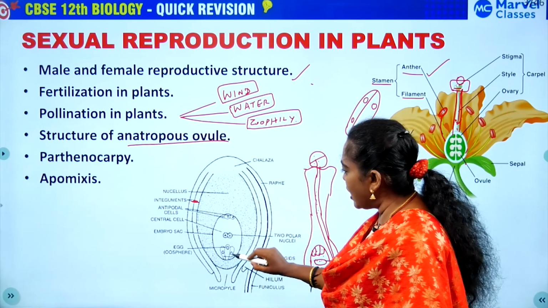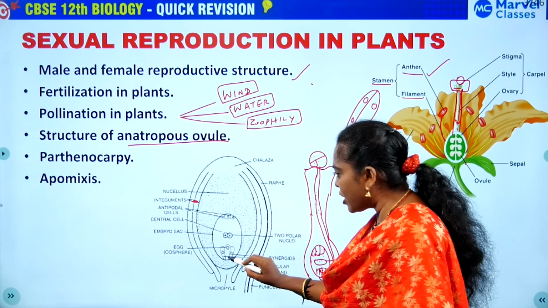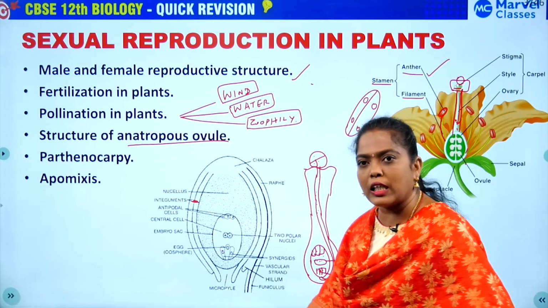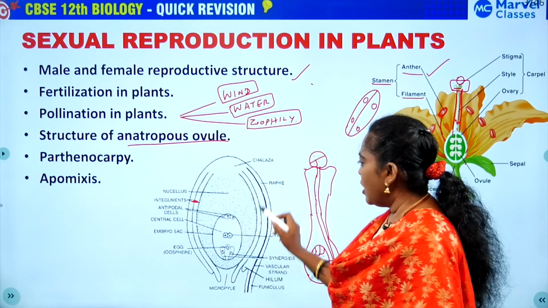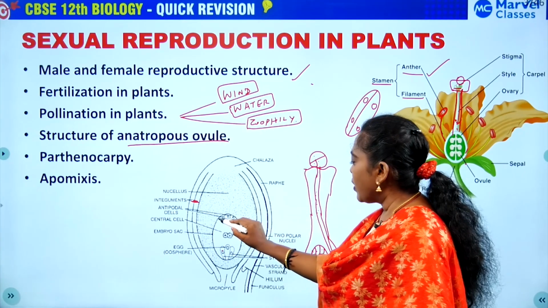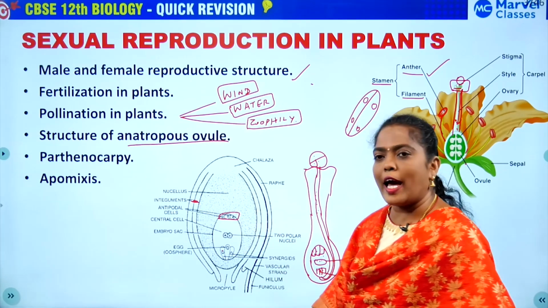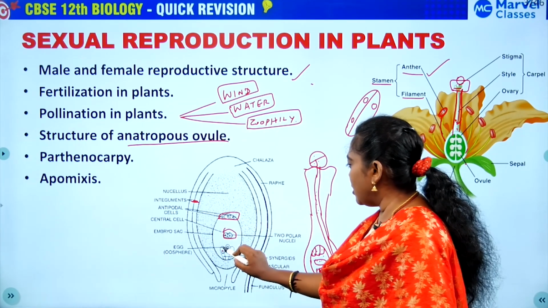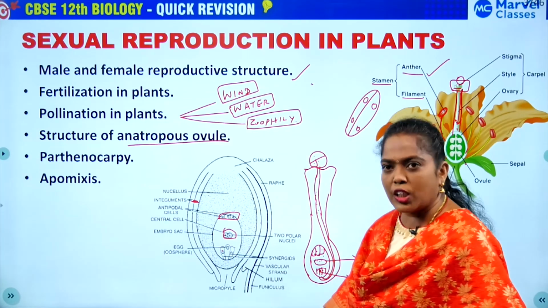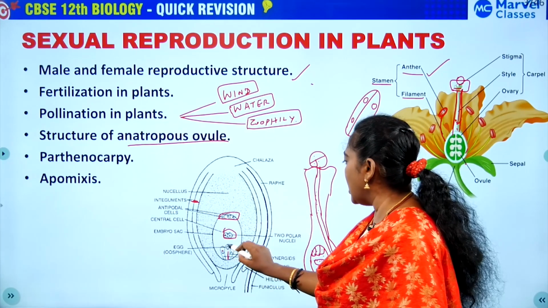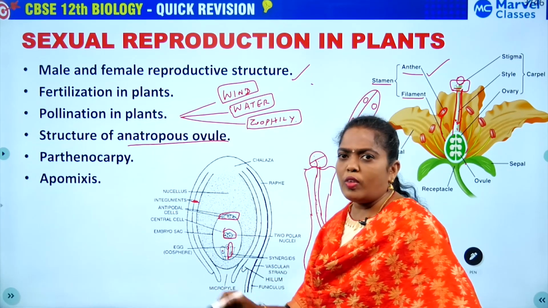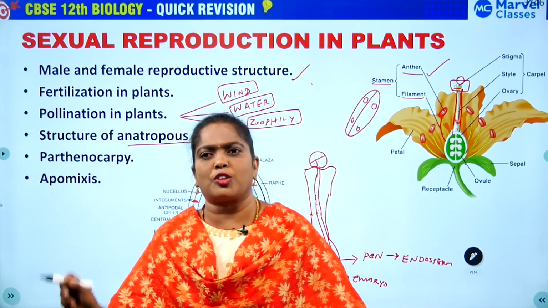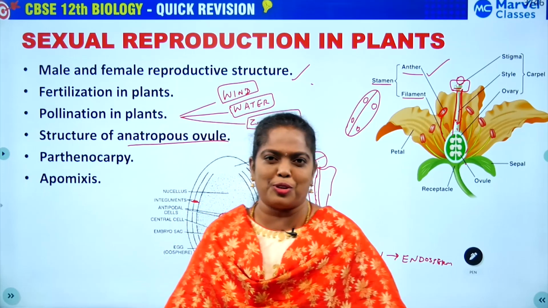Nucellus, and inside that is the embryo sac, which has 1, 2, 3, 4, 5, 6, 7 cells and 8 nuclei. And let's explain these things in detail. These 3 cells are called antipodal cells, and this is the polar nuclei, and this one is the synergid, and the center one is the egg. So like that you have to mention. That is another important question. Just explain the structure, draw the picture, label the parts. That is enough for you to get good marks.